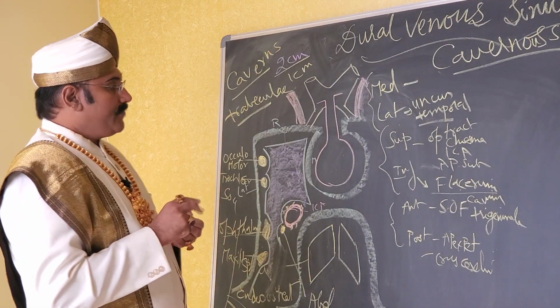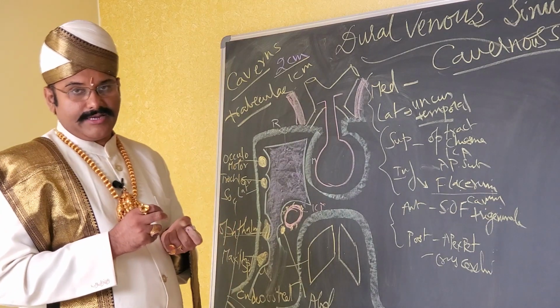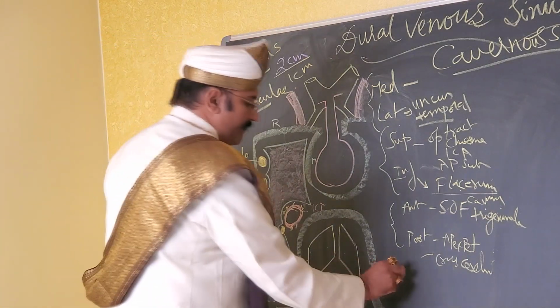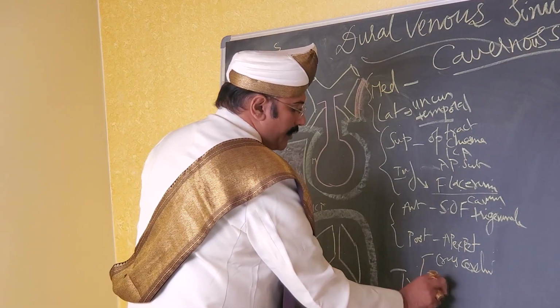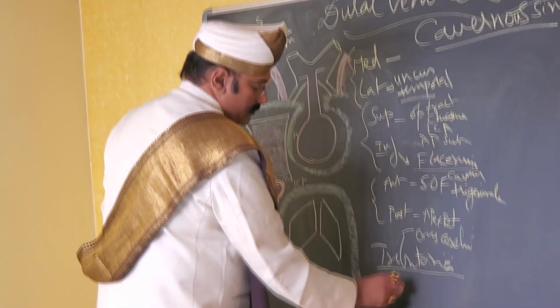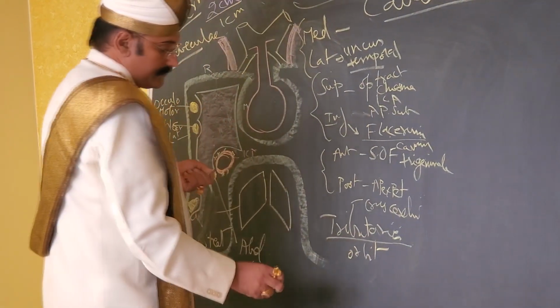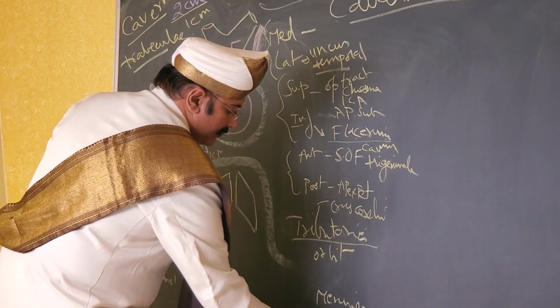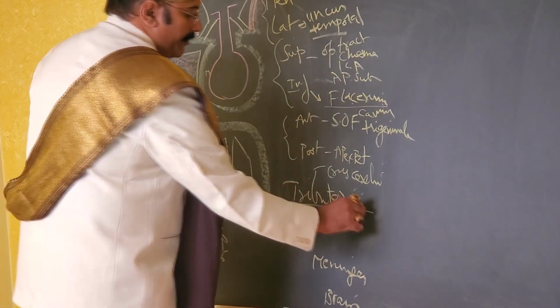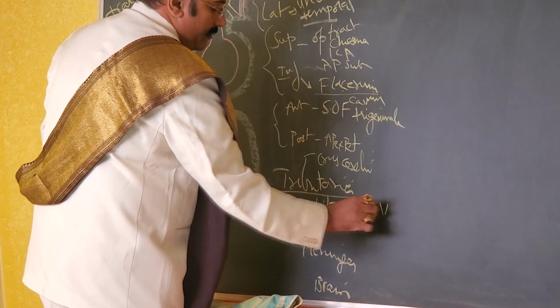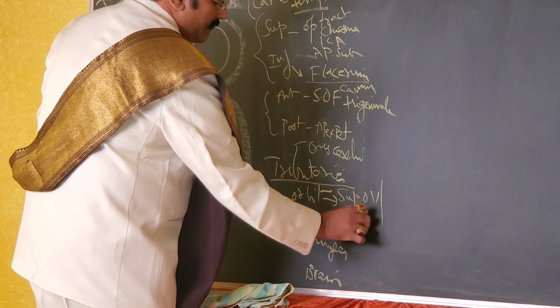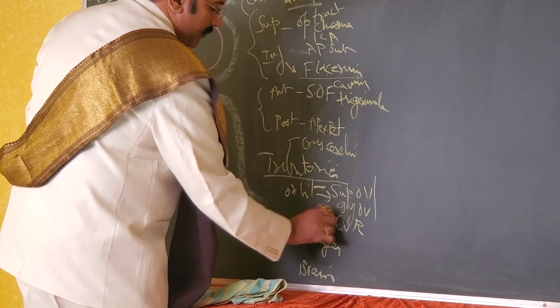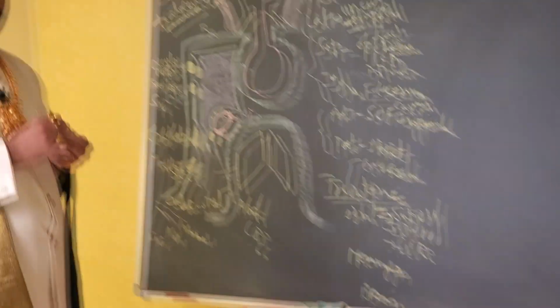Okay. Now we will go with the tributaries of the cavernous sinus. Now what are the tributaries of the cavernous sinus? If they ask you, the tributaries are coming from the orbit, from the meninges, and also from the brain. So there are three sources basically. From the orbit, the tributaries are three in number: superior ophthalmic vein, inferior ophthalmic vein, and central vein of the retina.